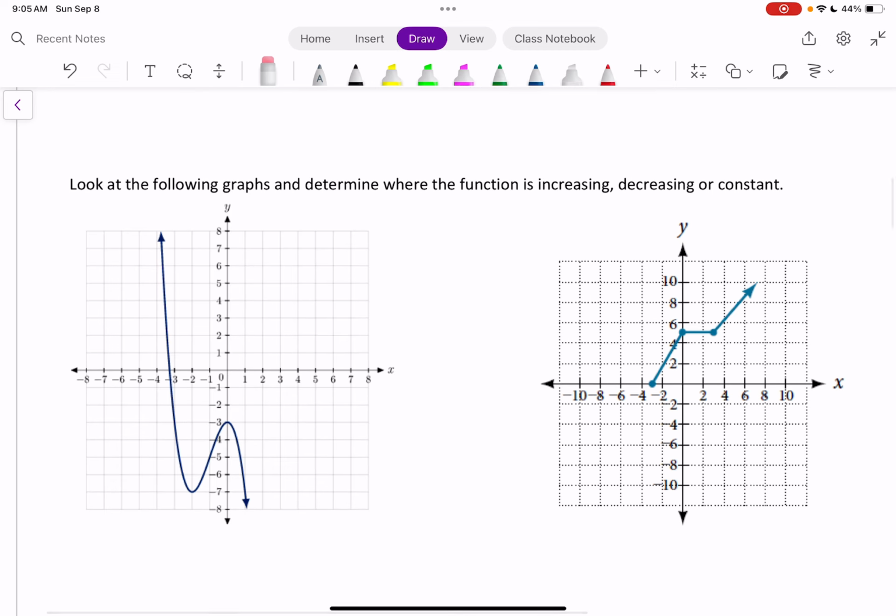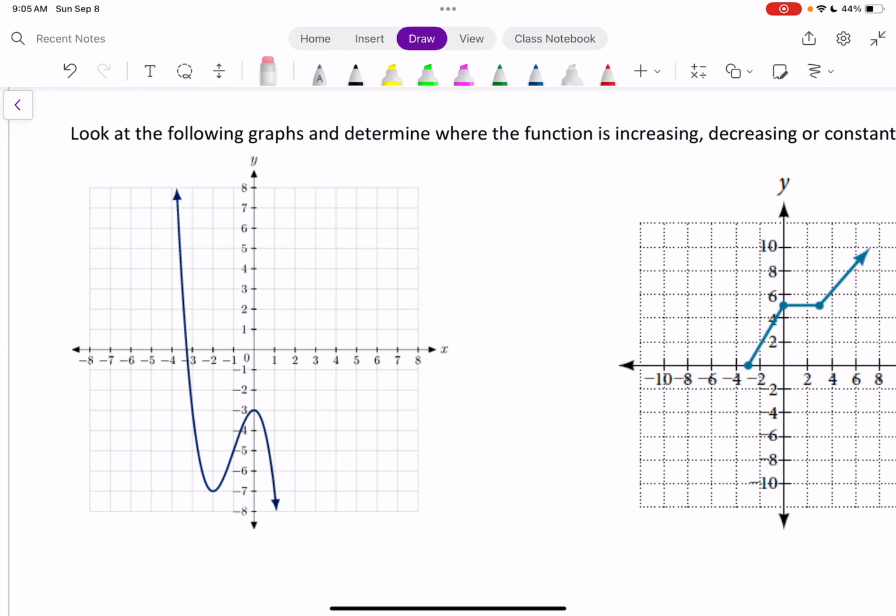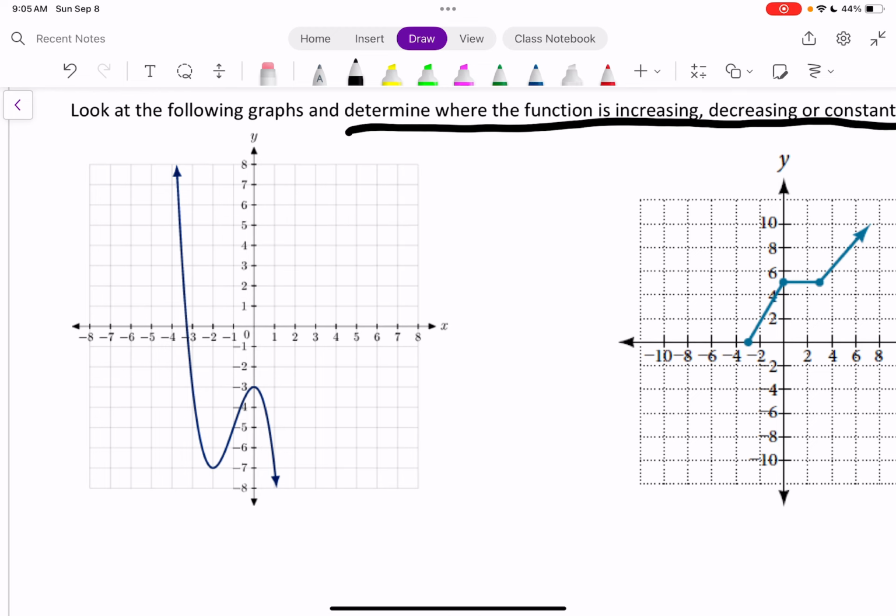All right, so we're going to get started with our first example right here. We want to determine where the function is increasing, decreasing, or maybe not going up or down. Maybe the function stays level, horizontal, in other words, constant. Okay, so here it is. I'm going to write this here: increasing versus decreasing.